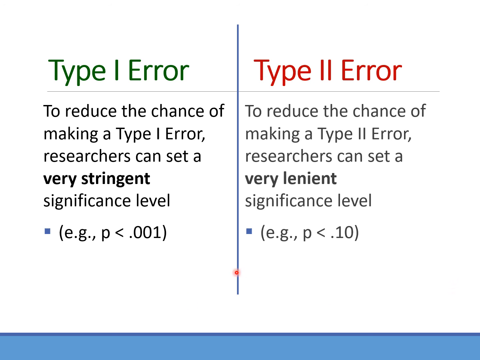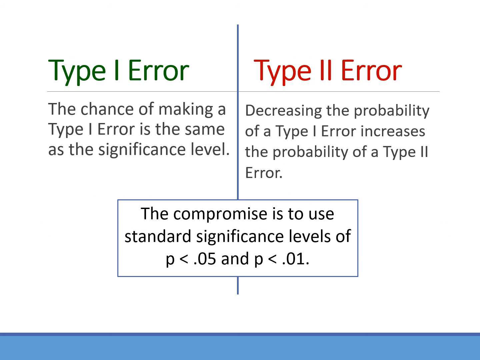So it's that balance back and forth, back and forth. How much are you willing to risk? Okay, that's what you're risking. The chance of making a type 1 error is the same as the significance level. Okay, if you decrease the probability of a type 1 error, you increase the probability of a type 2 error.